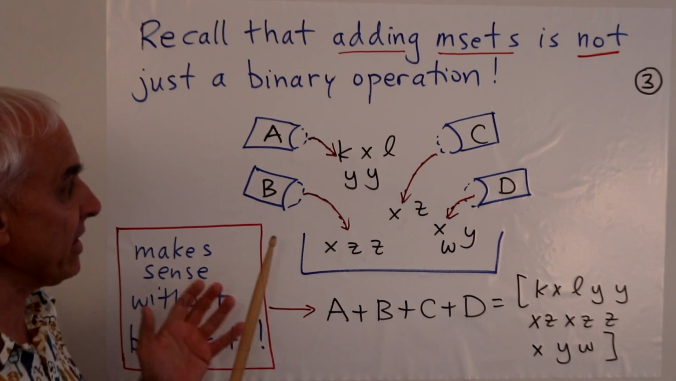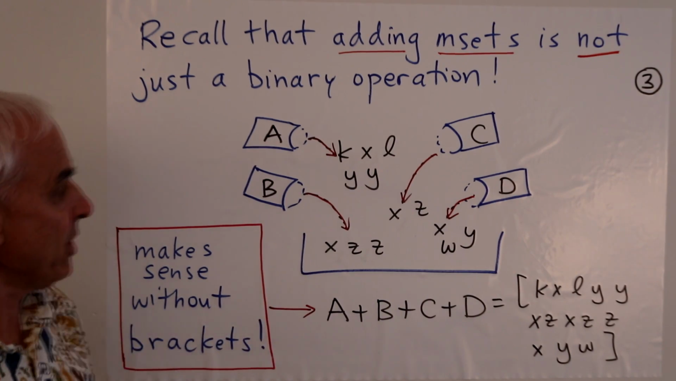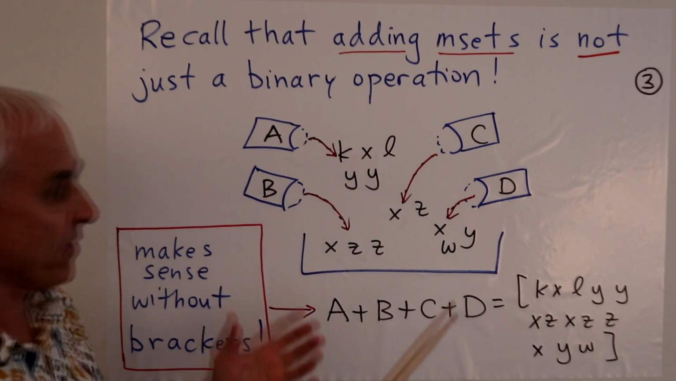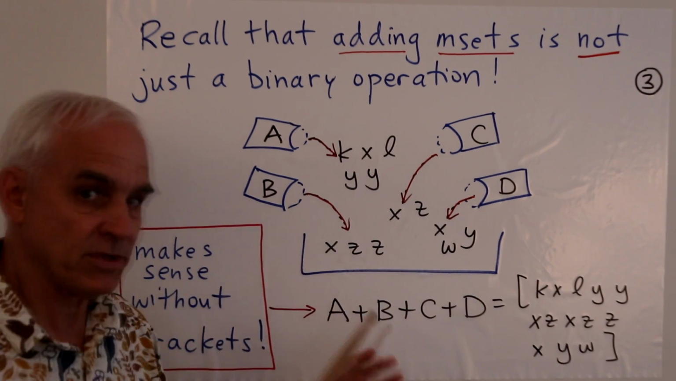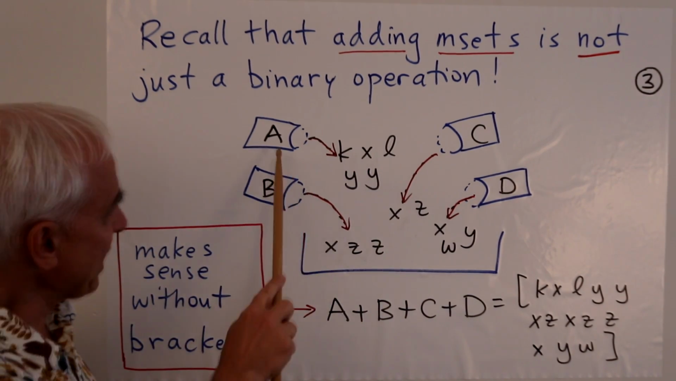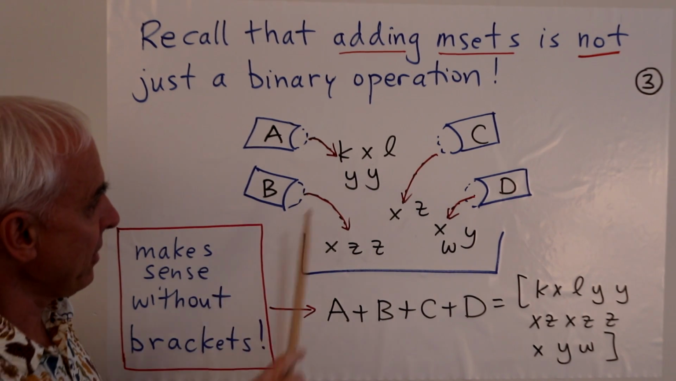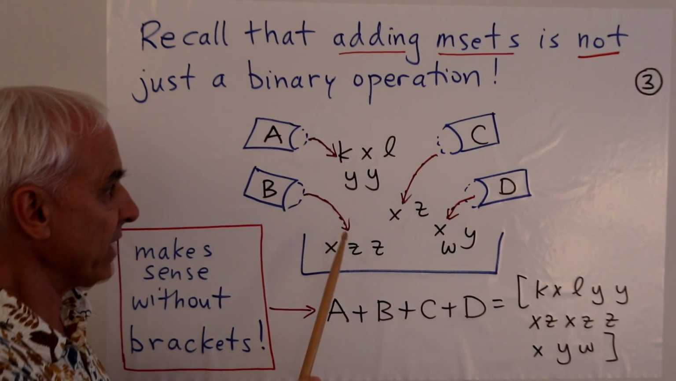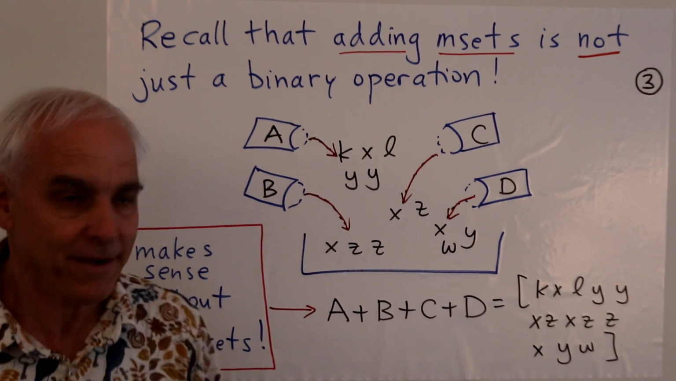We're considering the addition of msets in a more general way. For example, if we have msets A, B, C, and D, and they have various elements, we can add all 4 of them together at once. Here, we're dumping out the contents of A, which might be something called K, and another thing called X, and something else called L, and 2 things called Y.